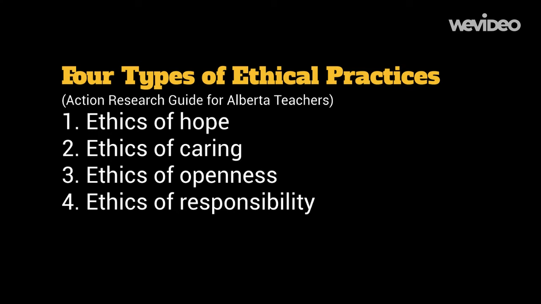Number 1, ethics of hope. Action research should be informed by concern for the broad range of needs of students and the school community. Number 2, ethics of caring. At all times, the general welfare of both students and teachers must be kept at the fore. Number 3, ethics of openness. It is important that both the questions and the ways the teacher researchers work through them are made clear to colleagues and school members. Number 4, ethics of responsibility. The welfare of students and the need to maintain good working relationships must be kept in mind at all times.